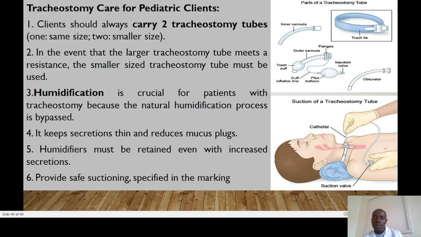Besides, we also have humidification, because humidification is very crucial for patients with tracheostomy, because we have bypassed the natural humidification process in the nose, right? So humidification normally keeps the secretions thin and reduces mucus plugs, and humidifiers must be retained even with increased secretions, and furthermore provide safe suctioning as specified. All right.